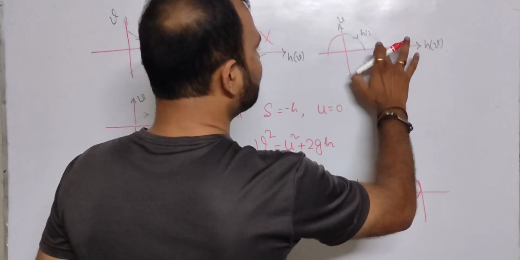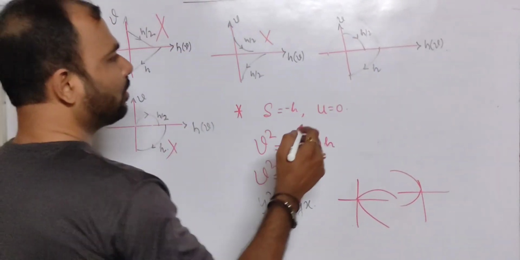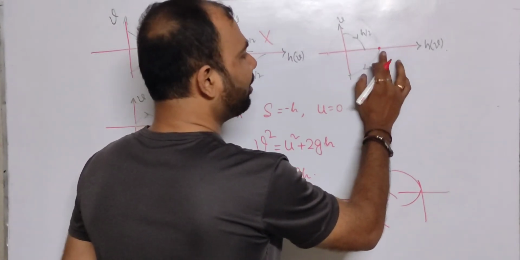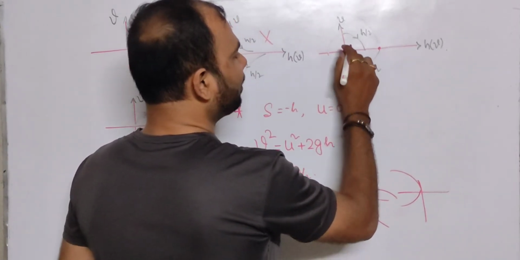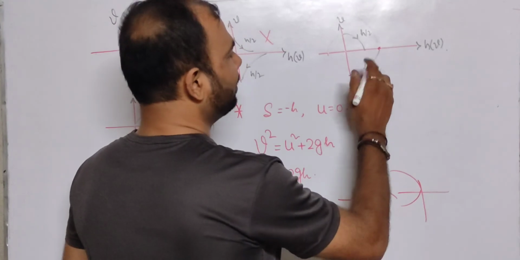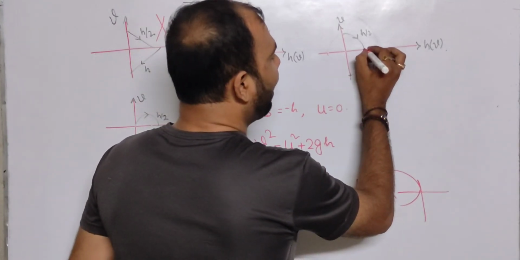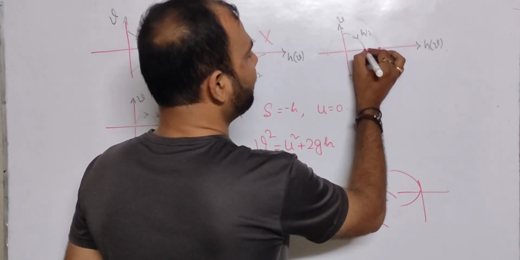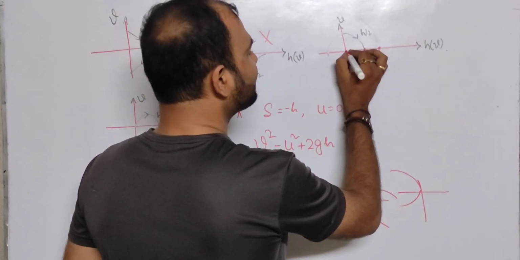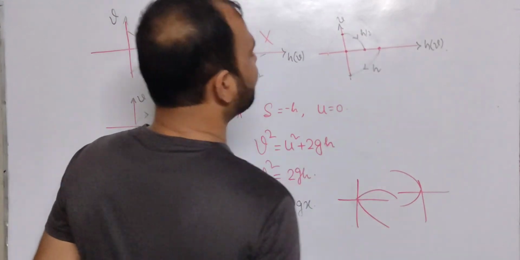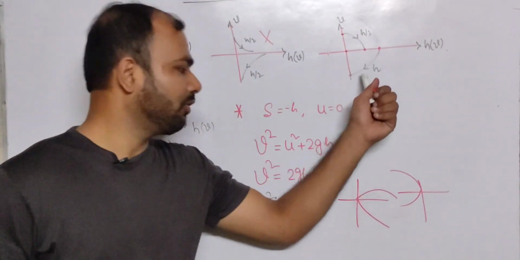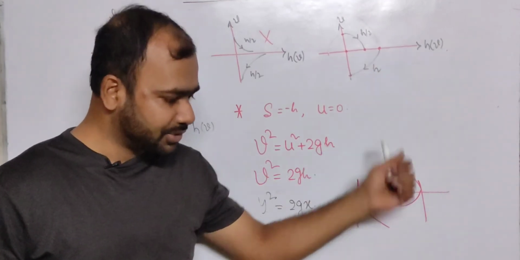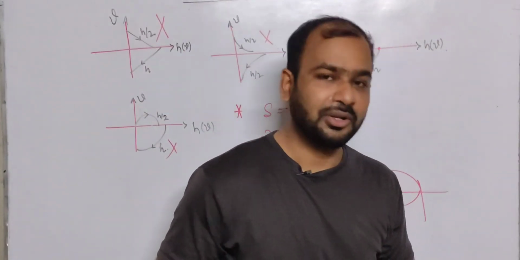Or we can also consider this: when height is maximum, the velocity is 0. When the height is 0, the velocity is maximum. For h by 2, when height is maximum, the velocity was 0. When the height is 0, the velocity was maximum. So this is the equation of a parabola, and option number C is the correct option.